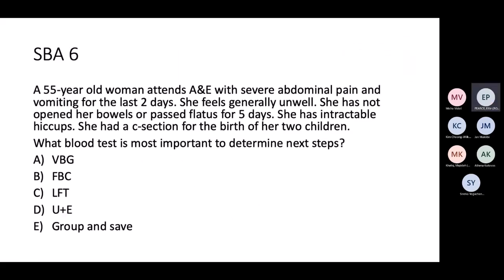So question number 6. A 55-year-old woman attends A&E with severe abdominal pain, and she's vomited for the last 2 days. She feels generally unwell, and she's not opened her bowels or passed any wind for 5 days. She's also got hiccups. She had a C-section for the birth of both of her children. What blood test do you think is most important in determining how urgently we need to act?